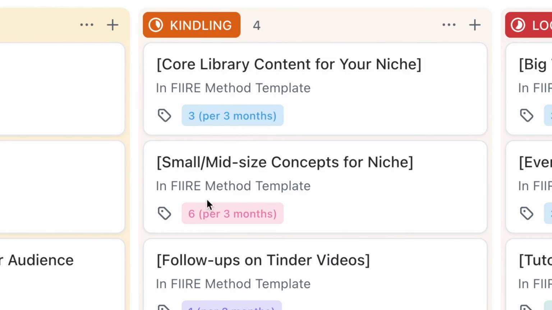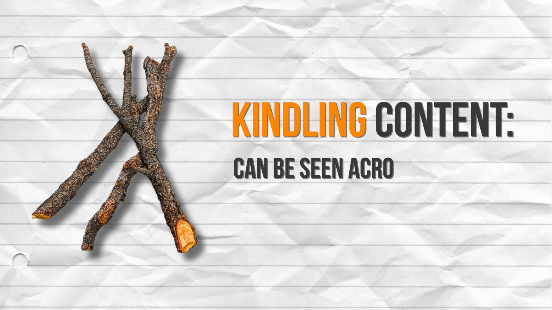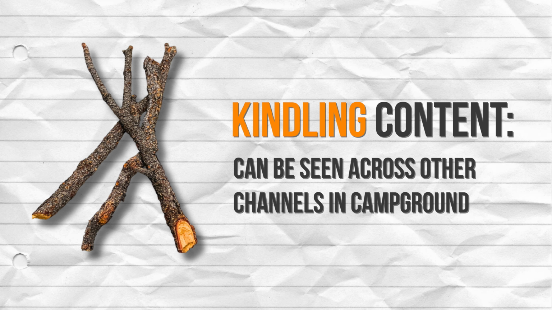Now remember, these are just pointers to point you in the right direction of what types of videos to put in this category. We'll be getting to these 3 per 3 months and 6 per 3 months, these little tags here in a moment. But first I want you to identify some of these kindling videos and write them in here. Kindling videos are most likely to be the videos that as you are touring your niche, you see them across a lot of different channels, like a similar theme across a lot of different channels.